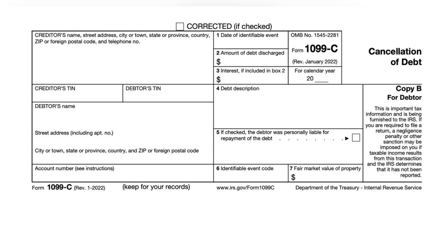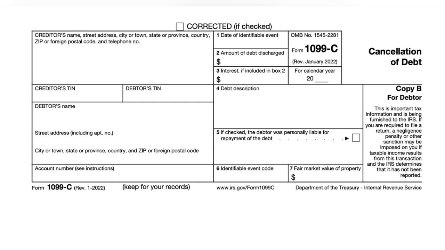And below that, you'll see the creditor's TIN and the debtor's TIN. These are the tax identification numbers for both parties, so just make sure that they are all correct. Next, you'll move to the debtor's information.